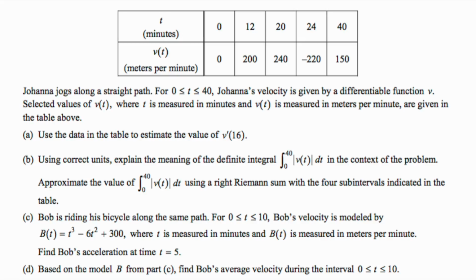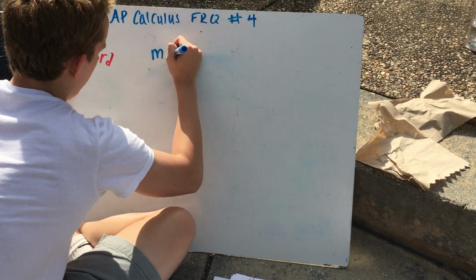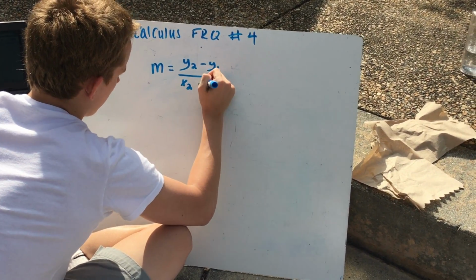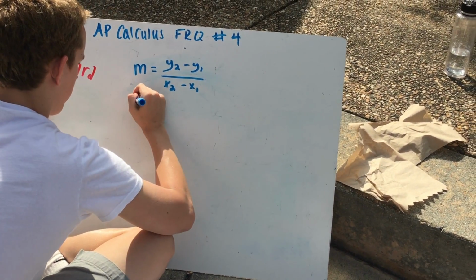We will need to solve for the slope of the graph between the 2 points given to us on the data table that are closest to 16. Because we do not have enough information specifically for the point 16, we are going to have to use these points, 12 and 20, to give us the best estimate we can get with the information we have. If you don't already know, the slope formula is m equals y2 minus y1 over x2 minus x1.